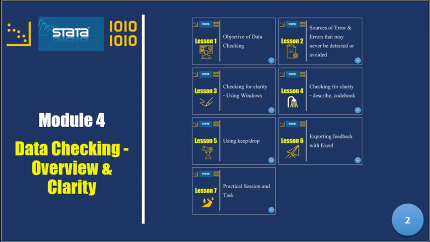Now when you have done, you have kept or dropped certain information, you may want to export that information to Excel. Now most of the time Excel is used to provide feedback on the checks because it's easy, especially those who don't have the Stata software can use it. And in lesson 7, we'll just do another practical session to give us a practical overview of all these lessons we have had.